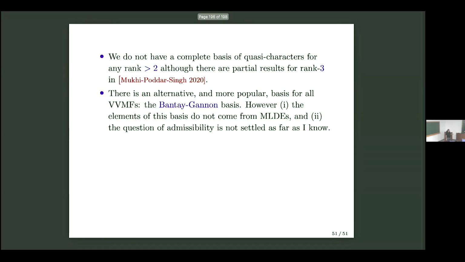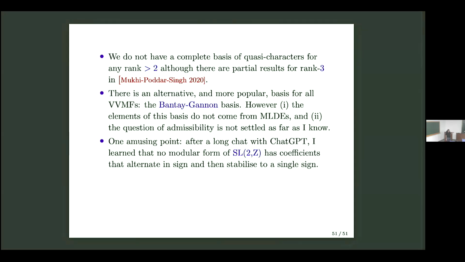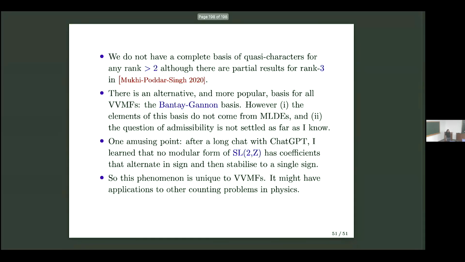And for rank 3 quasi-characters, these students and I tried and made some conjectural list. It's clearly not complete. And there are things you can compare with. And that is really everything.